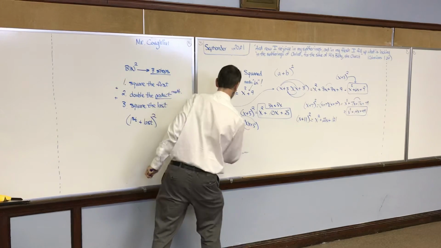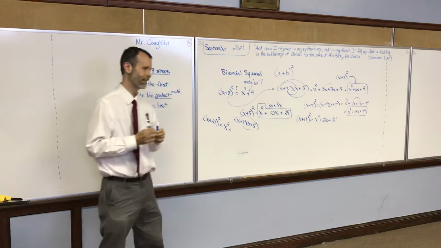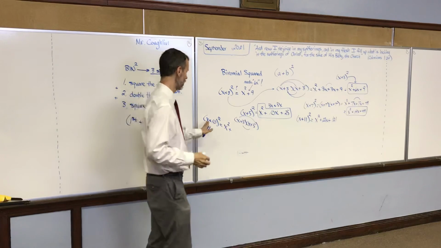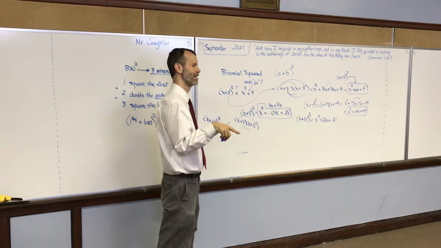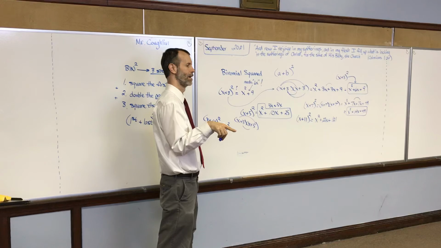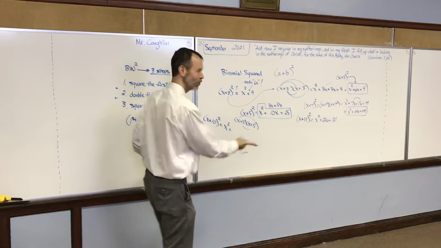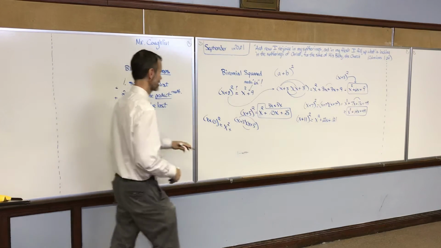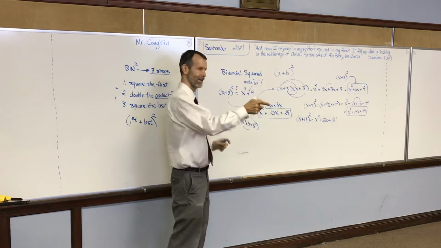Now, double the product. I need something else. Jonah, help me out here. What is a product again? The answer to multiplication. Multiplication problem. There are only 2 things to multiply. The first times the last. Tell me, what's x times 10?